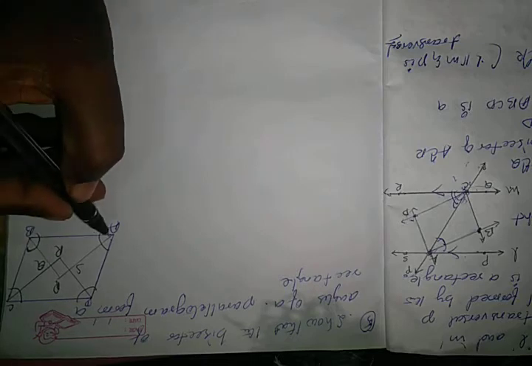Let us see the next question. Show that the bisectors of the angles of a parallelogram form a rectangle. So these are the bisectors. There are 4 lines which are bisectors of the angles of ABCD and form a rectangle. We have to show that. Let us write the solution.